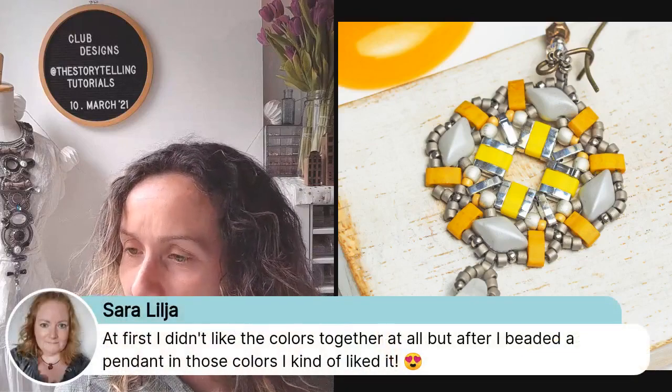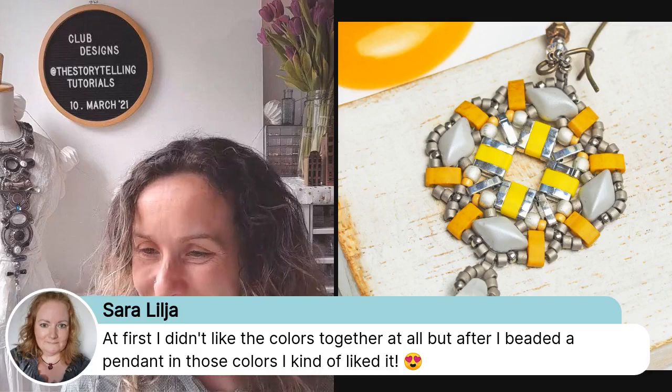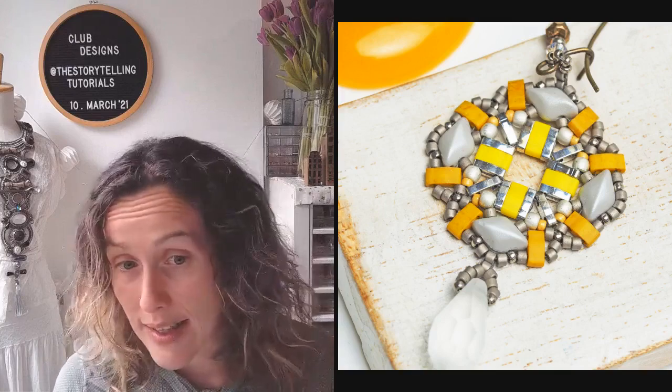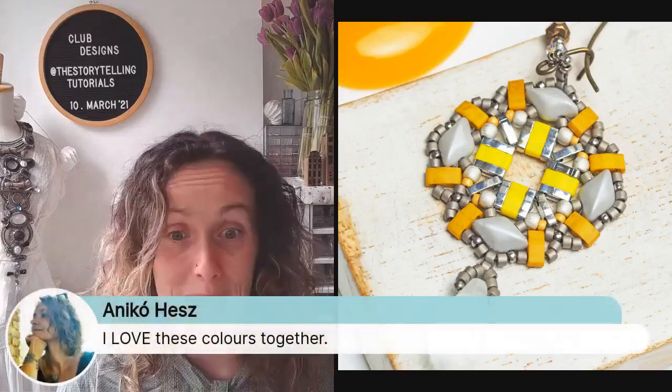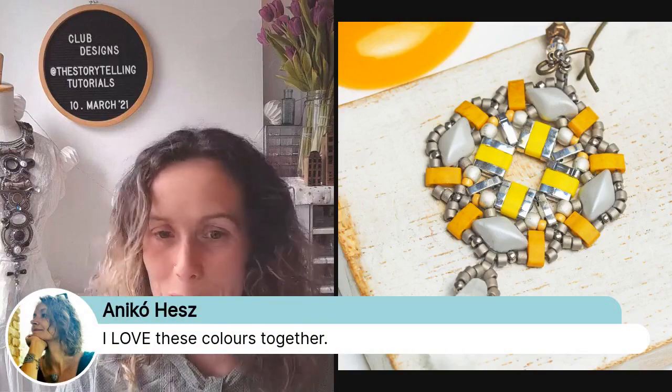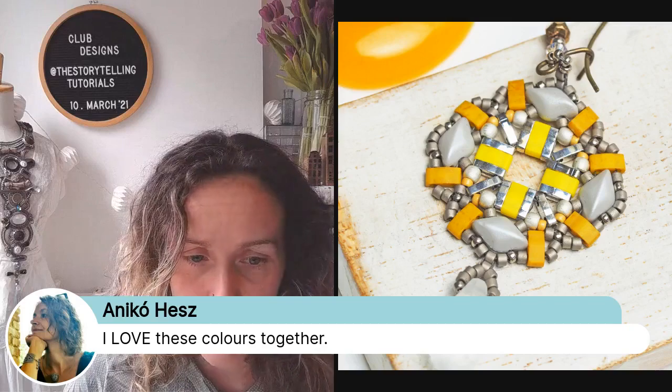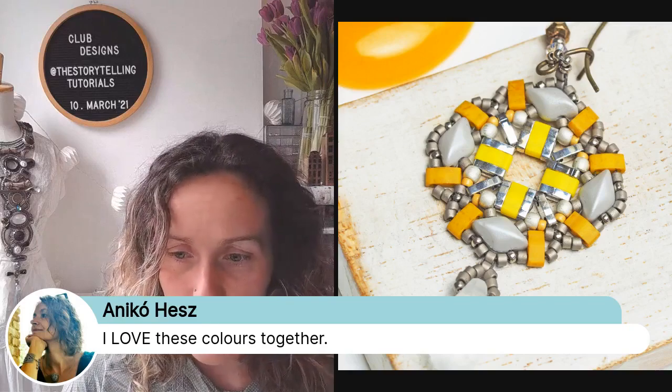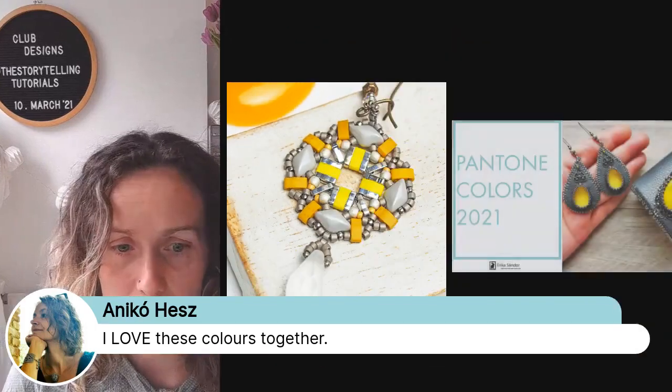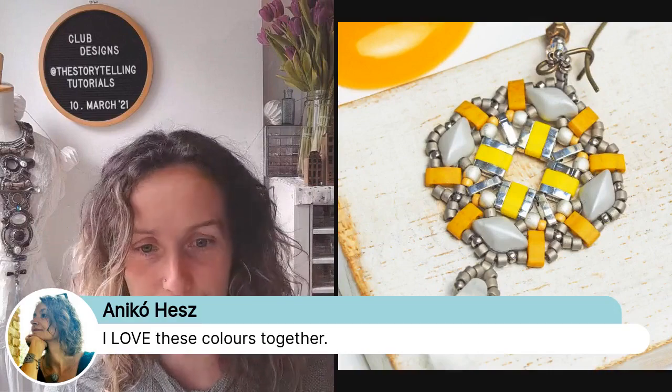Sarah says, at first I didn't like the colors together at all, but after I beaded a pendant in these colors, I kind of liked it. I'm glad, Sarah. You can really make it even romantic and elegant, what fits maybe more your style, instead of just popping, screaming happiness. So I'm still looking forward if you will work with them again. And Aniko says, I love these colors together. I know, and it fits your style so well. Even the featured image of the blog article featured a pair of earrings and a bracelet made by Aniko, actually. So, yeah, we have proof that you like it.